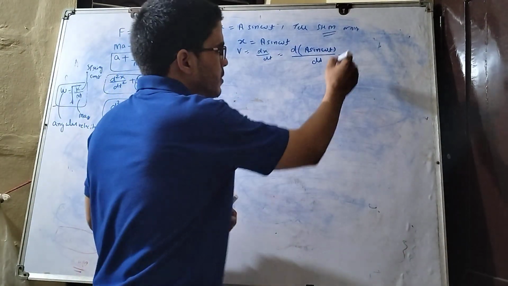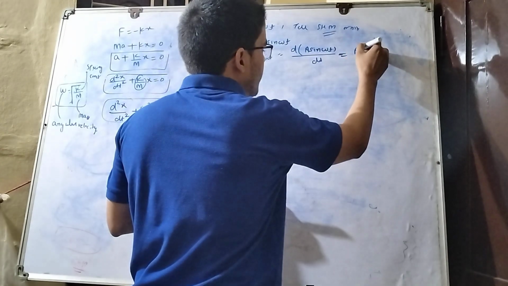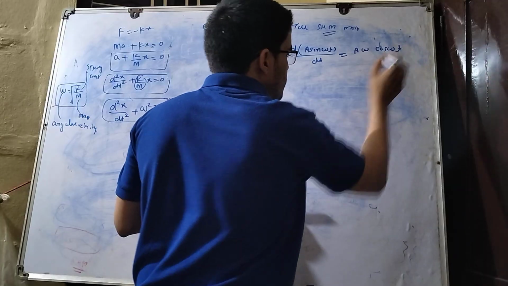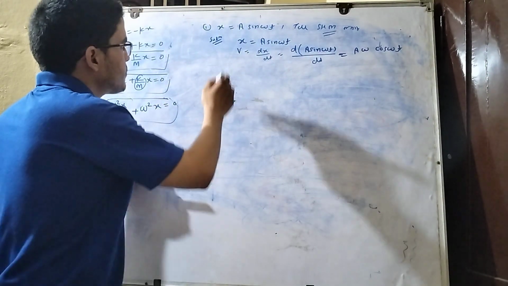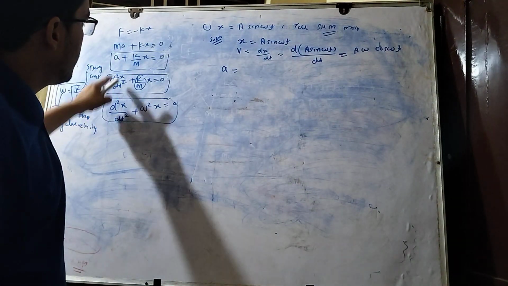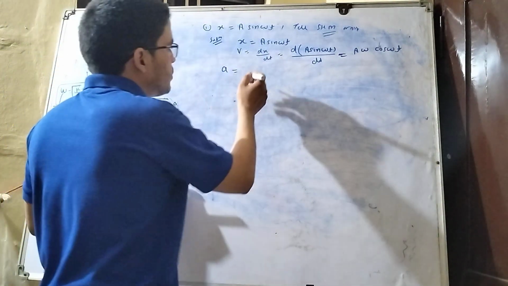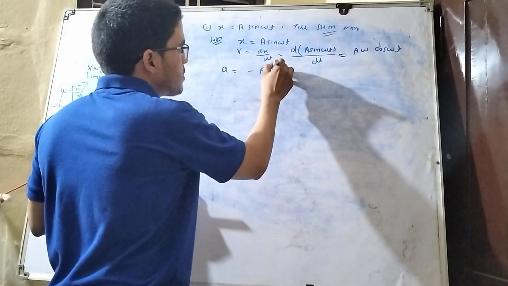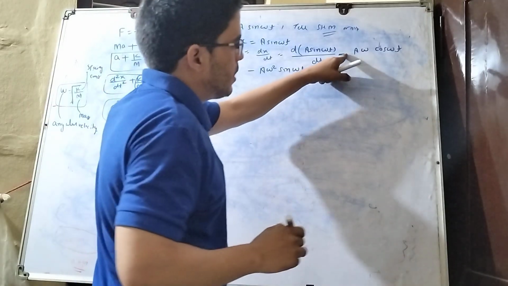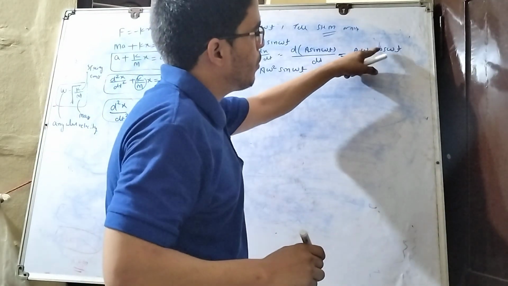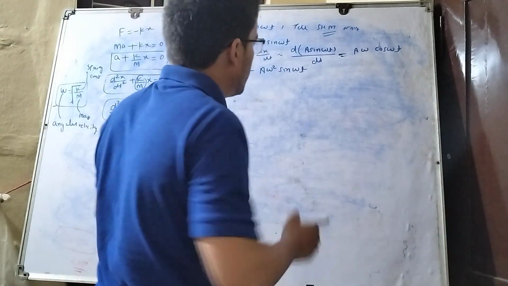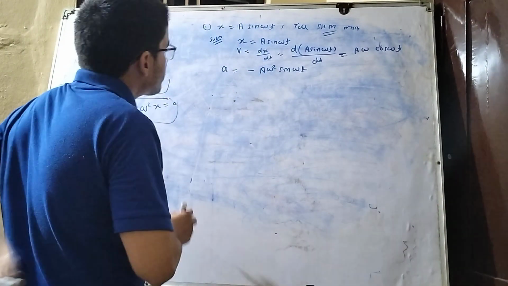Here see, A is constant, you can take it common, and for sin omega t, the derivative is omega cos omega t. That is our velocity. Next I will calculate acceleration, because finally what I want is acceleration, right? So that equals minus A omega square sin omega t, right? Because omega is common, and the derivative of cos omega t is minus sin omega t into omega, so omega square, right?